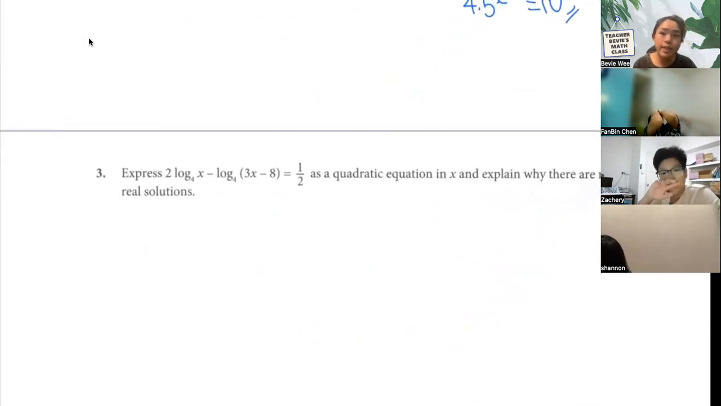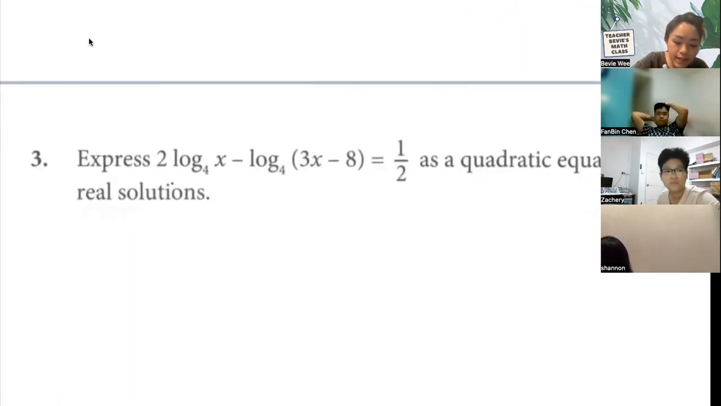Okay, one last question. Express 2 log this equals to half as a quadratic equation in x and explain why there are no real solutions. This is a combination of your chapter 2, section 3. Okay, so you realize that these bases are the same. So no change of base here. The other side we leave it first because I'm seeing a half. Let's try and combine my left-hand side first.